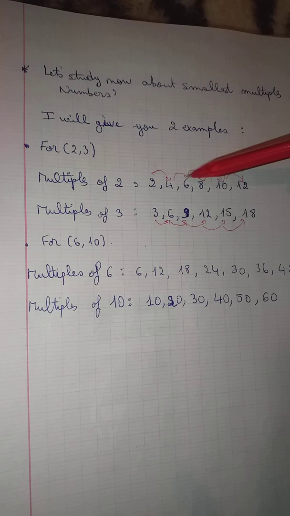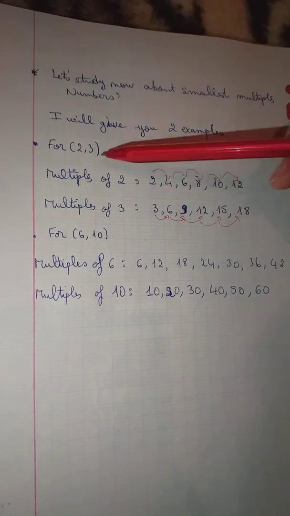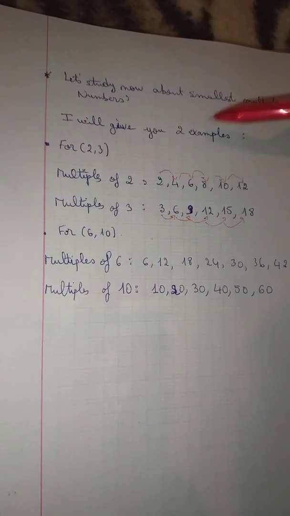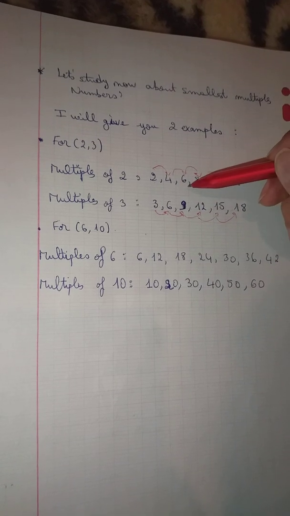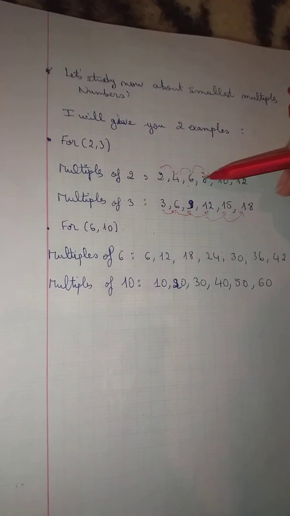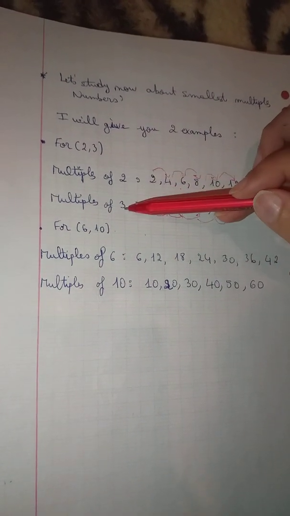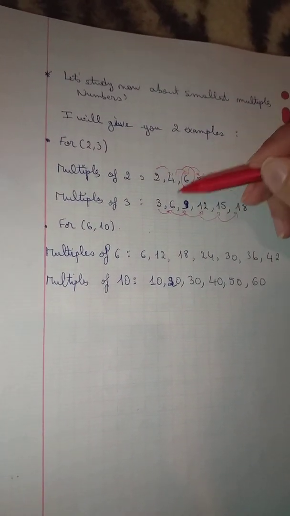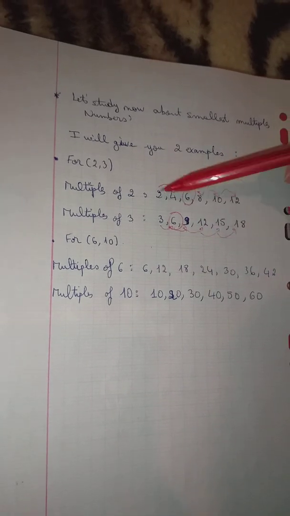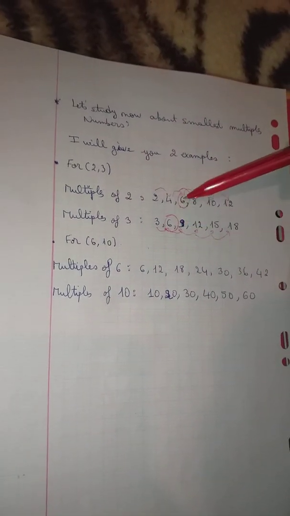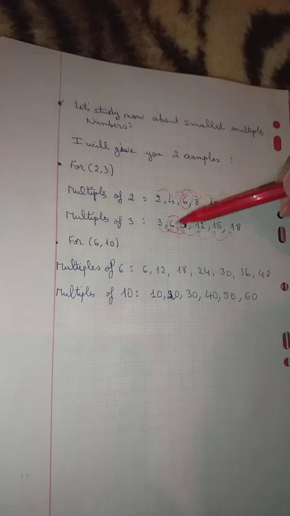So if we take the smallest multiple of these two numbers, if we see here, the smallest number in common between the multiples of 2 and the multiples of 3 is 6. So the smallest multiple of these two numbers is number 6. That is the smallest multiple of them.